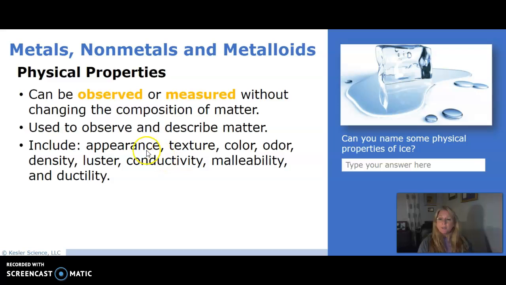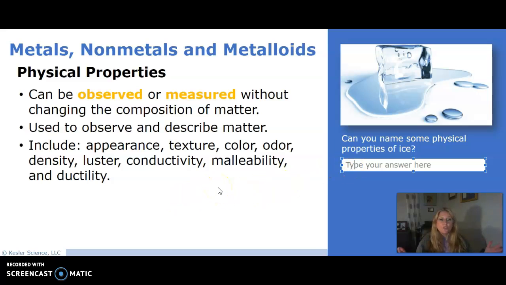All right, so while you're looking at these physical properties, appearance, texture, color, odor, density, luster, conductivity, malleability, and ductility, come over to the right and see if you can name some physical properties of the ice. Type your answer here. You can hit pause and then come back to me when you're done.